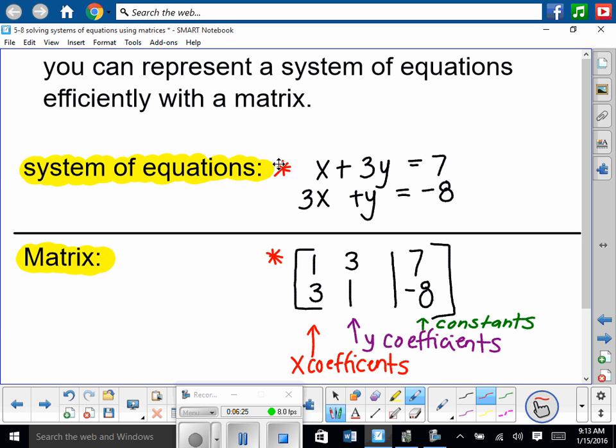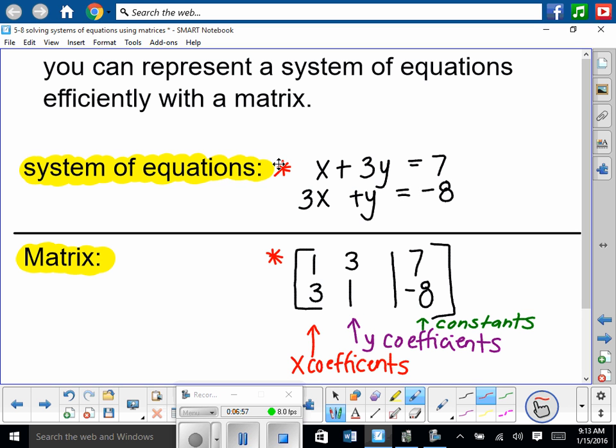Yes. First column. Right. Yep. Yes. Yep, good point. So then once again, 3, 1, because there's 1 in front of y, and then negative 8. Now, as Dylan just said, this first column, yes, these are the x coefficients. This second column is our y coefficients. And then these are our constant coefficients. Do you see how this works here?